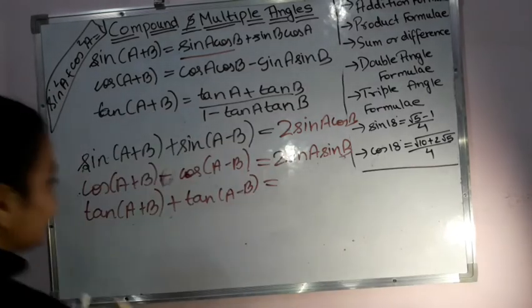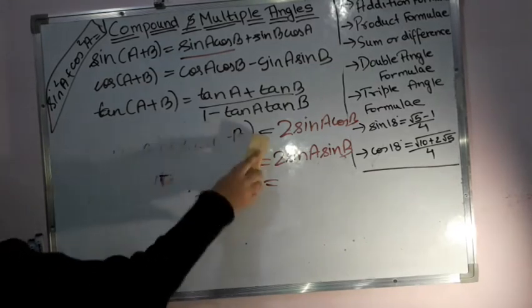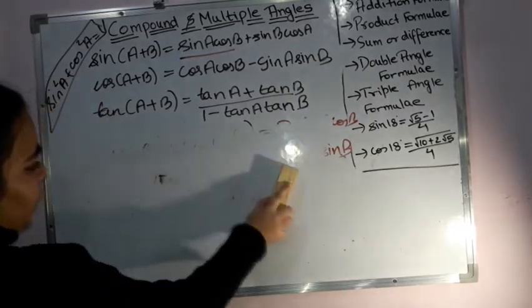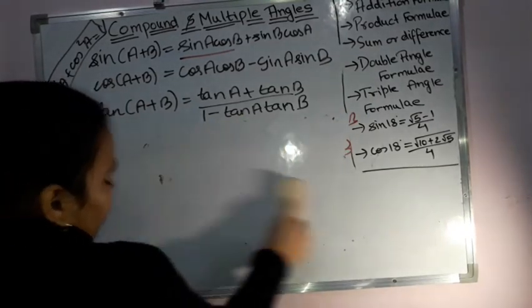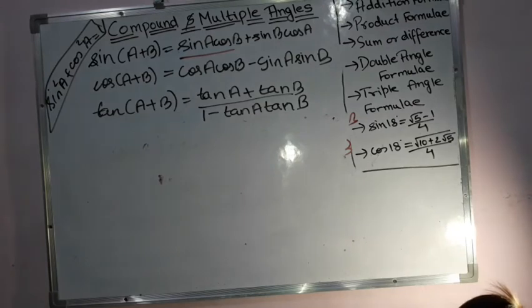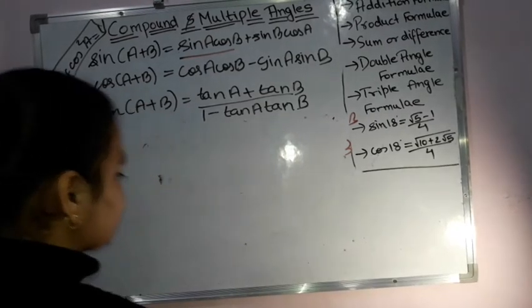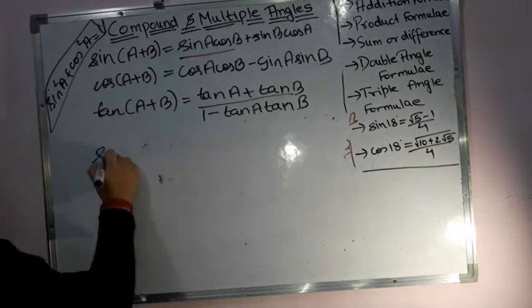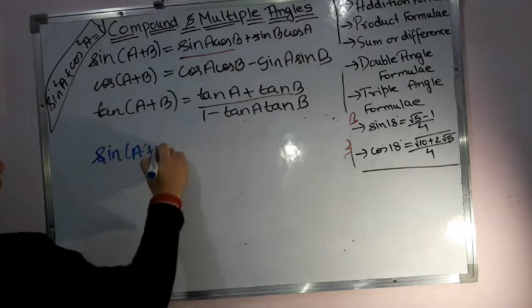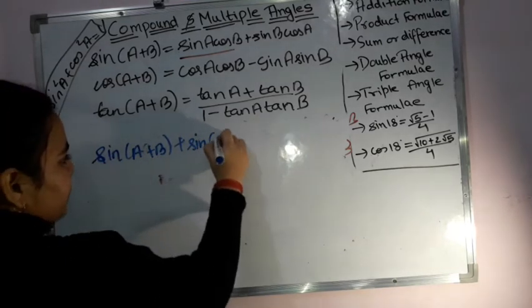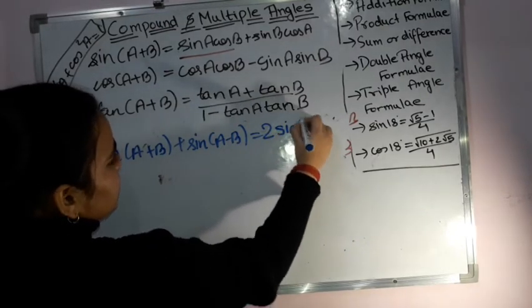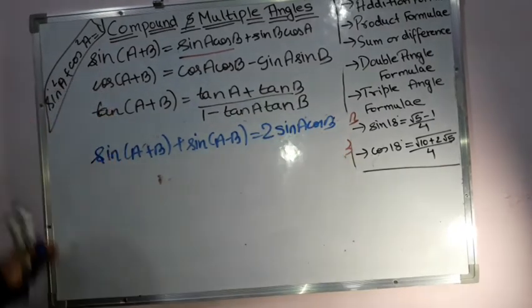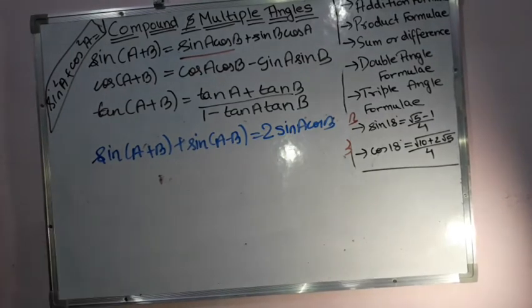Now after this, let us see quickly the product formulas. So what is there in the product formula? That product formula has these things only. That means when I was writing sine A plus B plus sine A minus B, then the term that I was getting was 2 times sine A cos B, right? Similar was for cos, and then it was for tan. And so these are known as the product formulas.